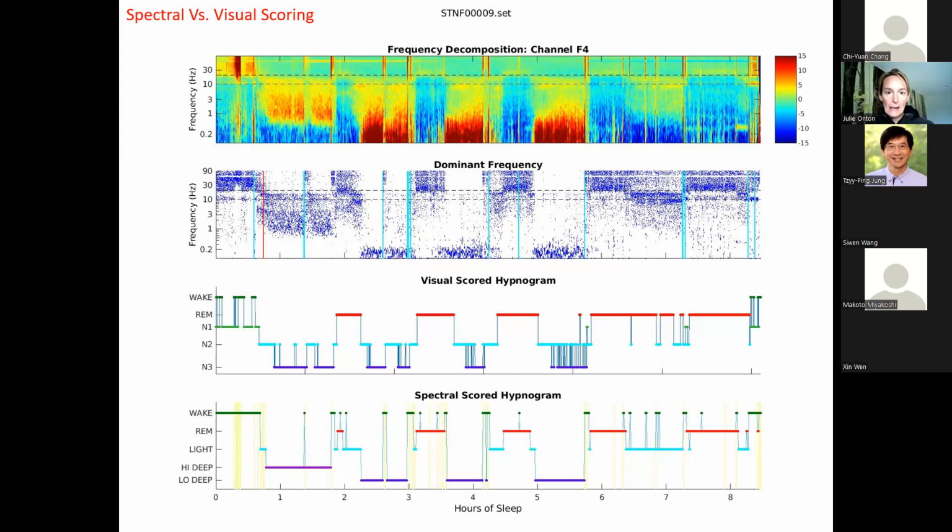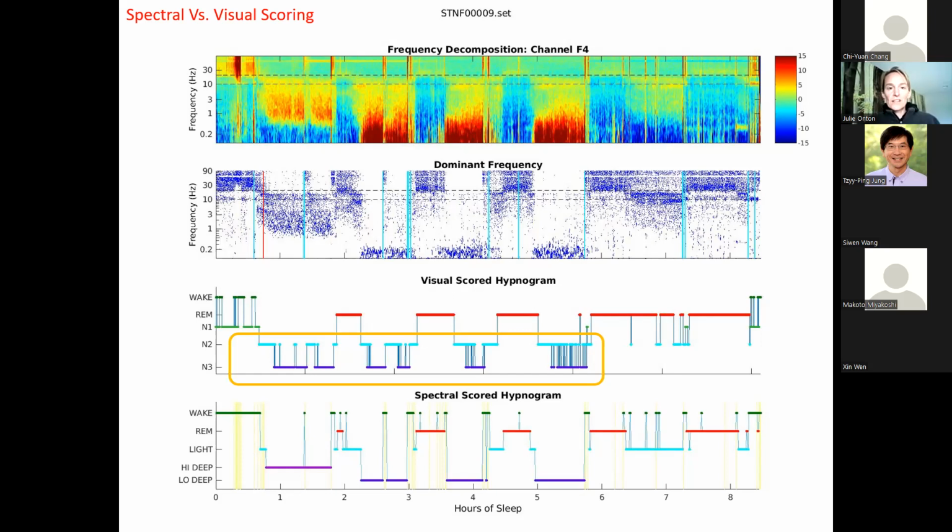So this is a reasonably good correspondence. Now, here you can see when they're in what I think is obviously deep sleep, they waffle between N2 and N3. And you know, their rules are just different from spectral scoring. It just has to do with the percent of every 30-second epoch being low frequency or spindle frequency.